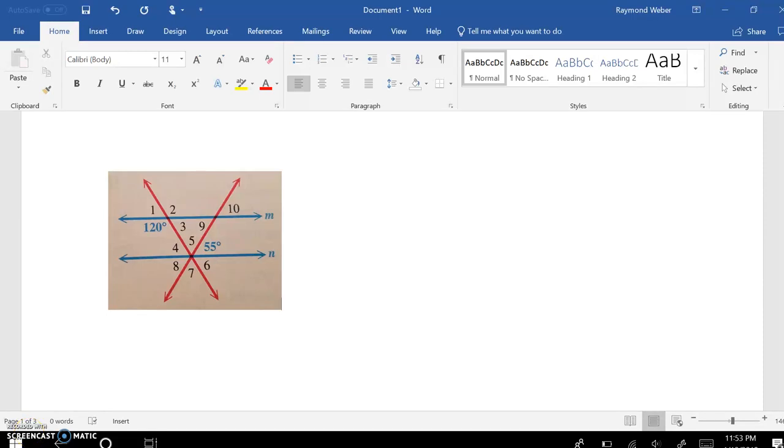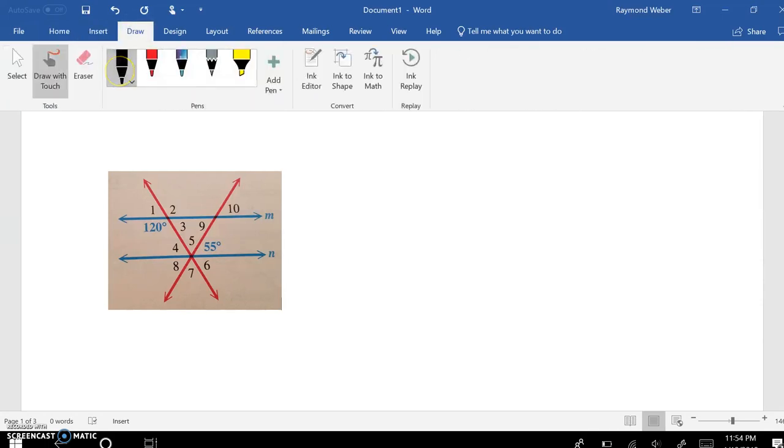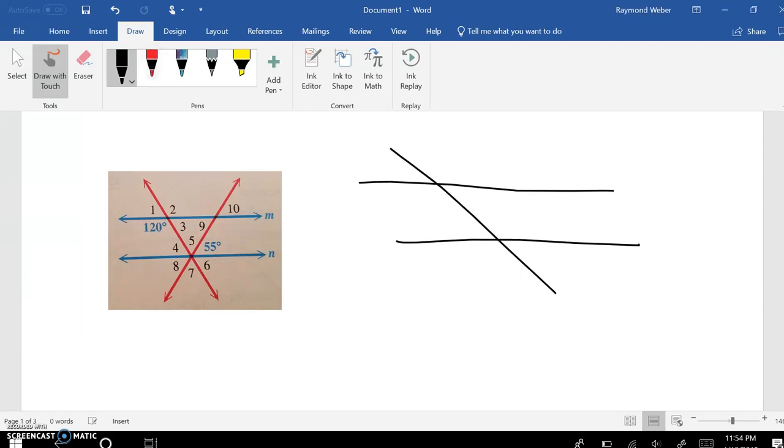Okay, so we need to figure out angles 1 through 10. And these problems to me are like a big puzzle and they're kind of fun to figure out what am I going to do. Now what I'm going to do first is I'm going to start by redrawing this. And the reason I'm redrawing this is I want to just focus on the first one.